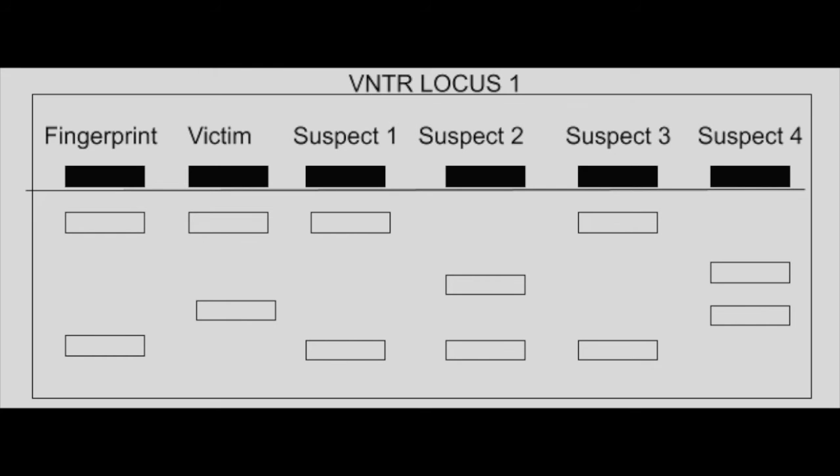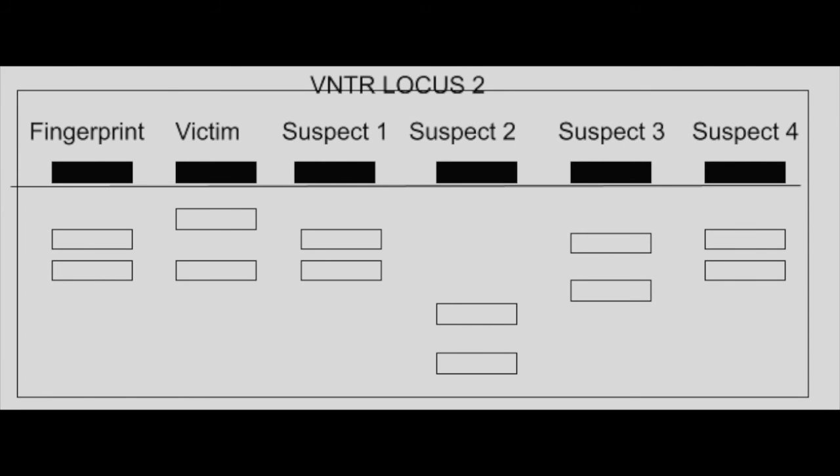At locus 1, the fingerprint found was not the same as the victim's, which rules out the possibility of a suicide. Suspect 1 has the same fingerprint as the one found on the knife. Suspect 2 does not have the same fingerprint. Suspect 3 also has the same fingerprint and suspect 4 does not. So at locus 1, only suspect 1 and 3 have the same alleles as the fingerprint found.